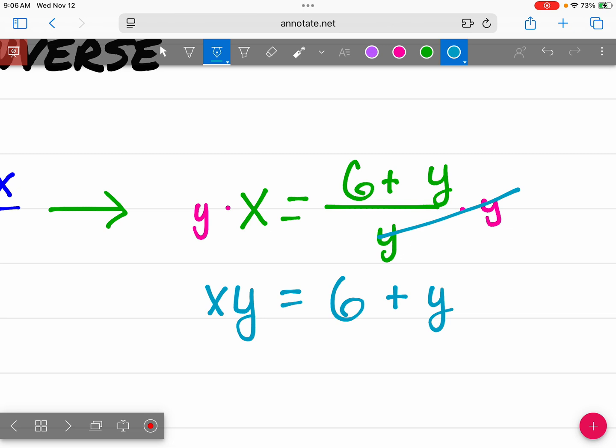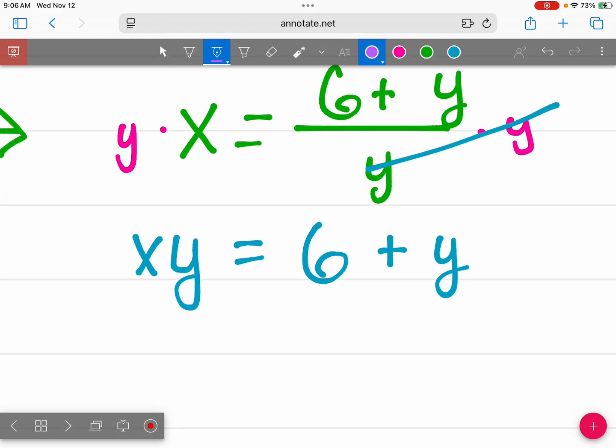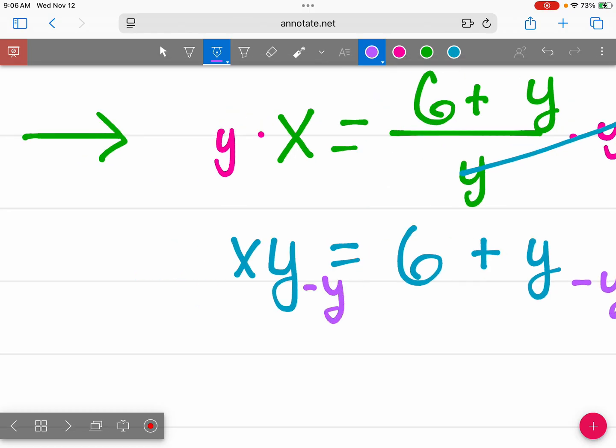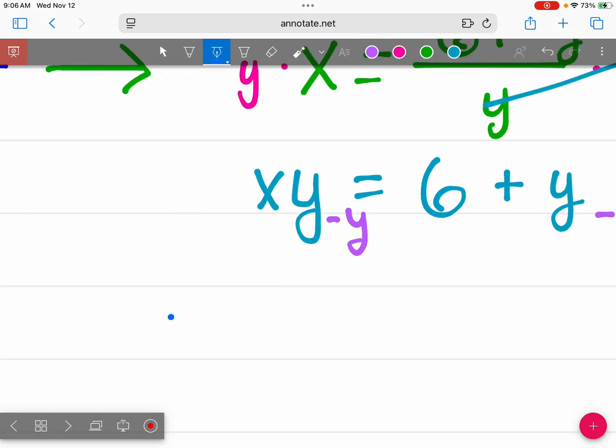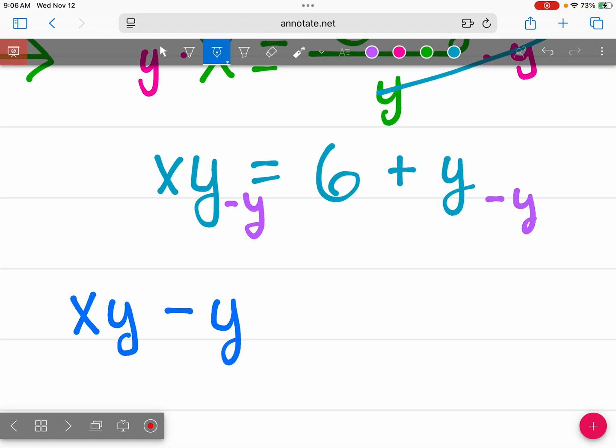Now I have y's on both sides of my equal sign, which is a little weird. So what I want to do is get my y's together. I can minus y from this side, which means I also need to minus y over here. It's not going to cancel out. But we are going to get xy minus y equals 6. Can we see how we can get our y's to combine together into 1 here?